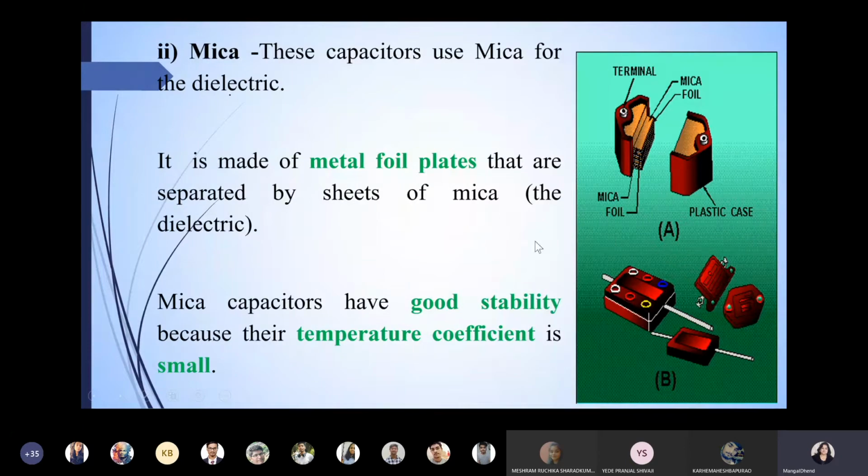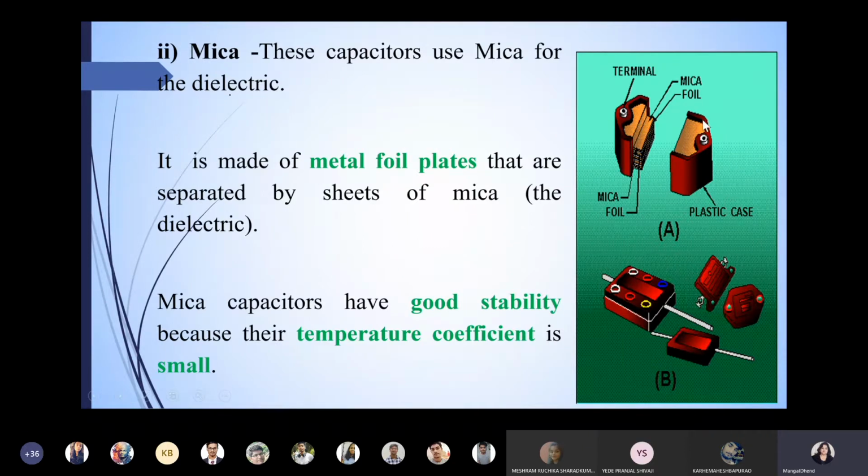So the next type of dielectric use is in mica. You might have handled mica capacitors too. They are also small capacitors. In these capacitors, mica is inserted between metal foils in the form of a sheet. You can see the picture here.